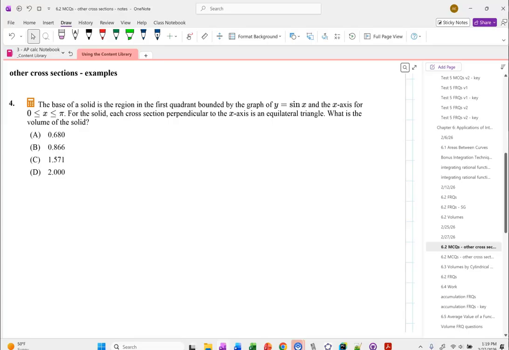All right, last example here. It says the base of the solid is in the first quadrant bounded by the graph of y equals sine x and the x-axis from 0 to pi.